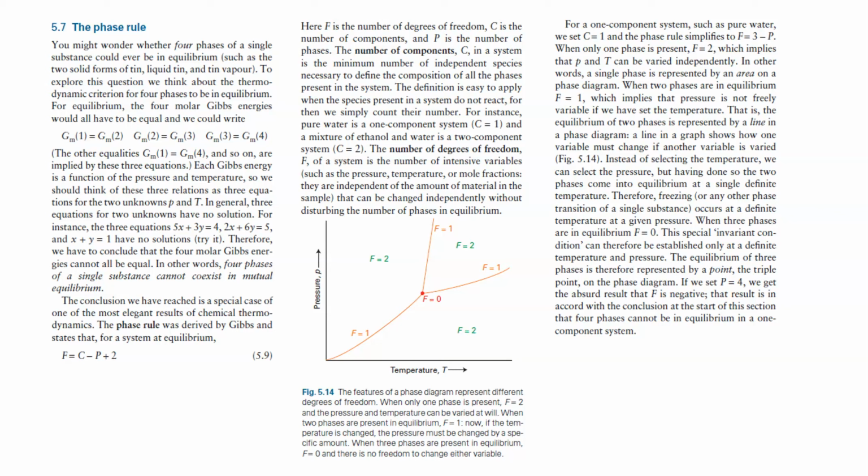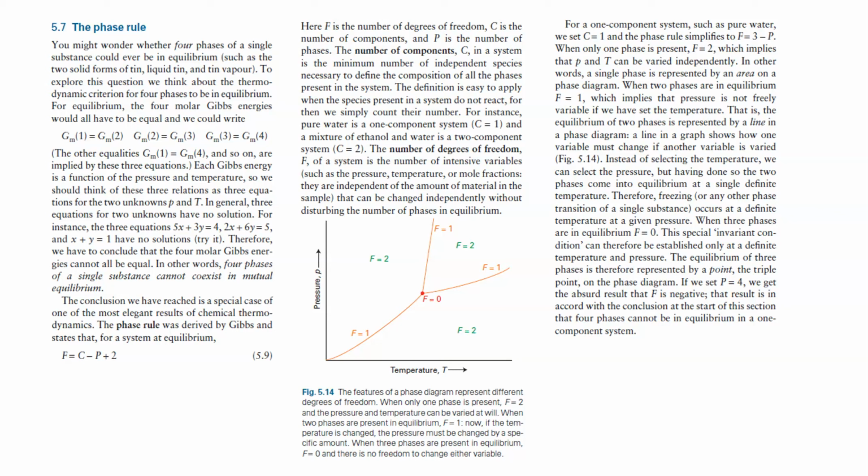For equilibrium, 4 molar Gibbs energies would all have to be equal, and we could write the following, where GM1 equals GM2, GM2 equals GM3, GM3 equals GM4. The other equalities, GM1 equals GM4, and so on, are implicit in these 3 equations. Each Gibbs energy is a function of the pressure and temperature, so we should think of these 3 relations as 3 equations for 2 unknowns, P and T.